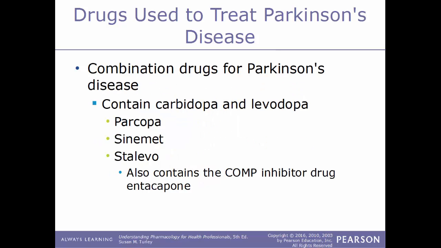Also, we'll find combination drugs that are used to treat Parkinson's, and these will contain carbidopa and levodopa. And some examples of this kind of drug would include Parcopa, Sinemet, and Stalevo. And Stalevo also contains a COMT inhibitor drug, entacapone.